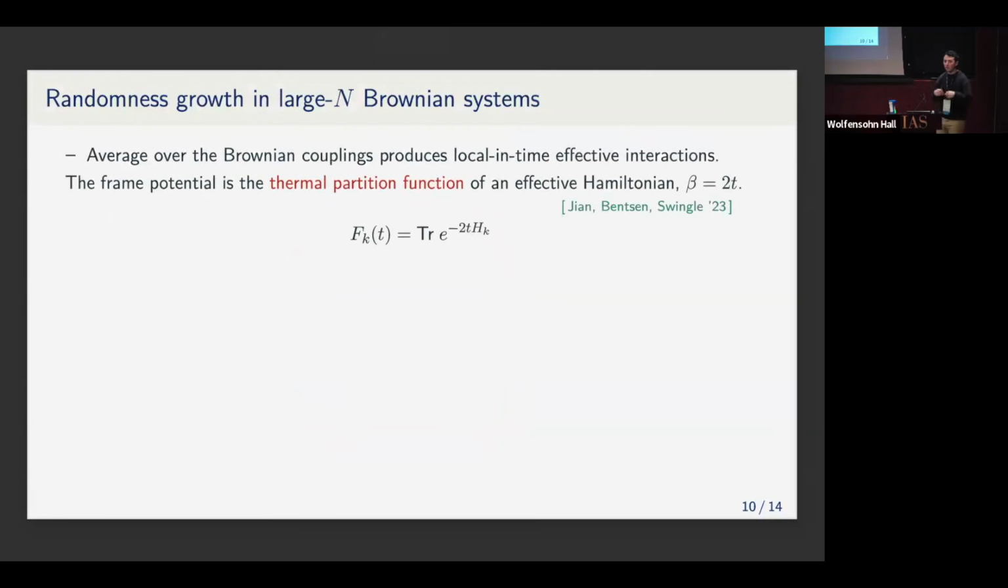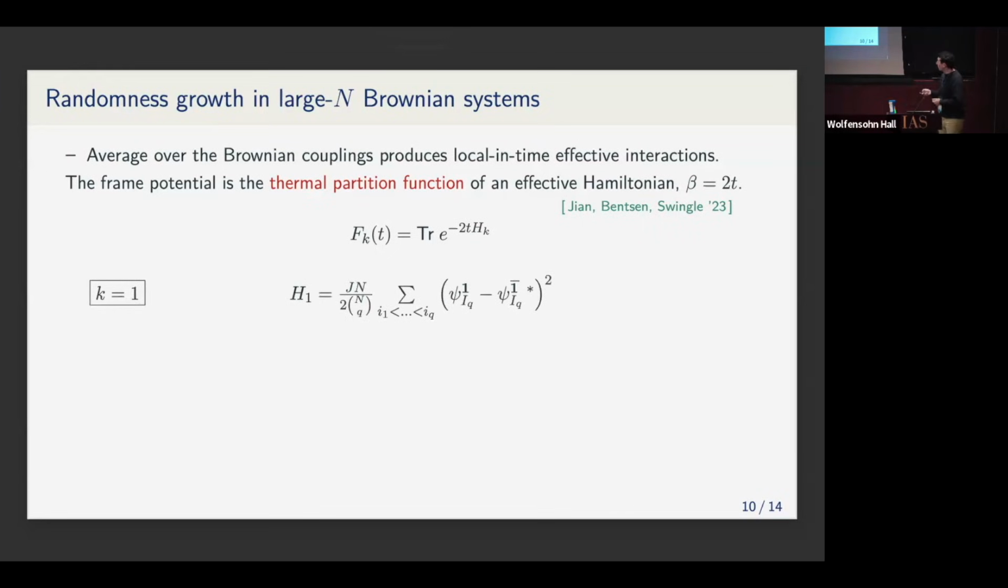In order to show how this works actually for SYK, let me comment that for our states, for the Brownian time evolution, the average over the Brownian couplings in the different replicas will generate effective interactions. And one can show that the kth frame potential in our case just corresponds to a thermal partition function of an effective Hamiltonian H_k, which couples the 2k replicas together. And the circuit time that parameterizes the states just plays the role of the inverse temperature in this thermal partition function.